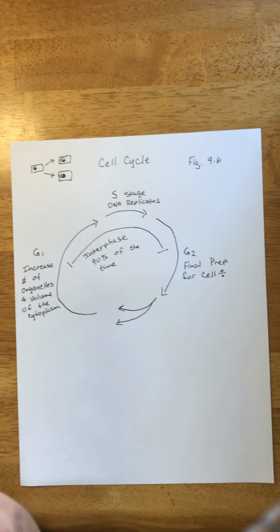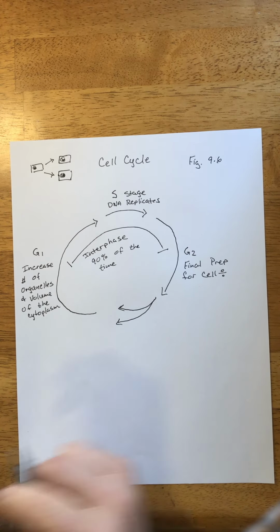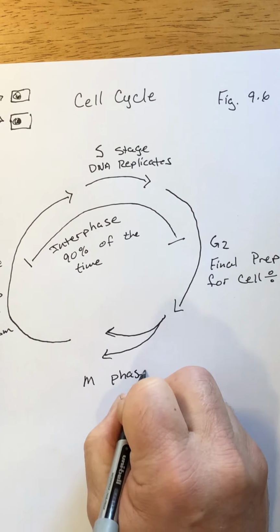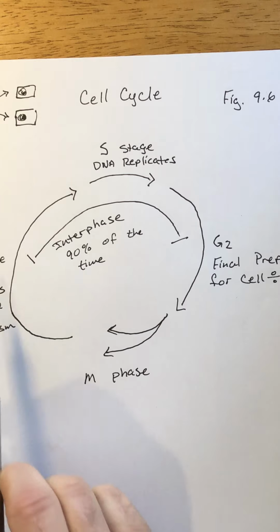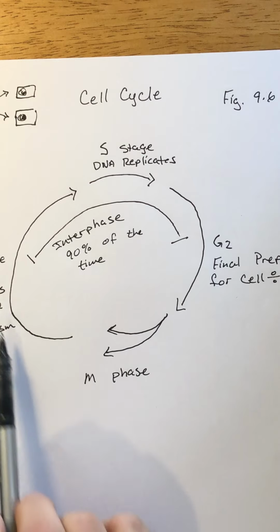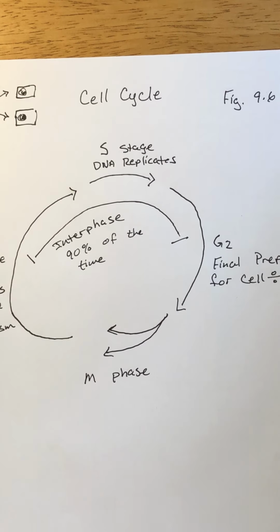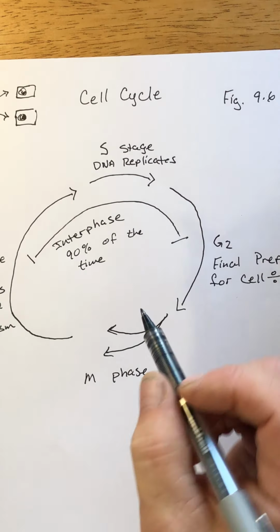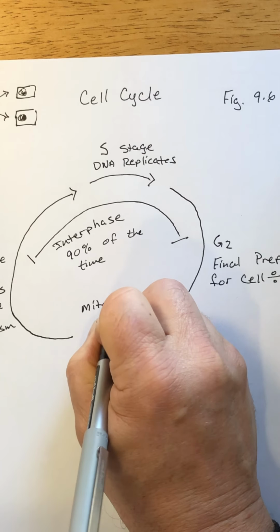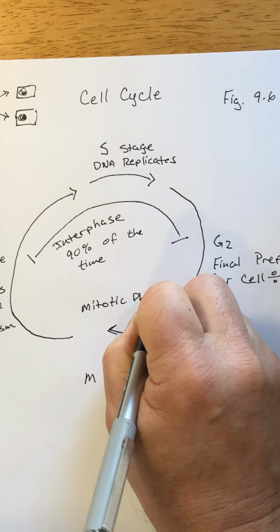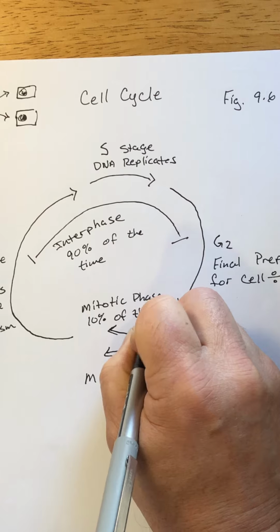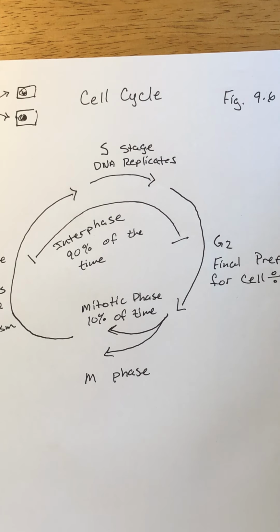And then the last phase of cell division, or the cell cycle, is the M phase, and that's called the mitotic phase. And so this is the M phase. Now if you take a look at this cell cycle, you have G1, S, and G2, and then the M phase. So we have a total of 4 phases or stages to the cell cycle. This is called the mitotic phase. And it takes about 10% of the time. This is when we're actually going to divide the cell.